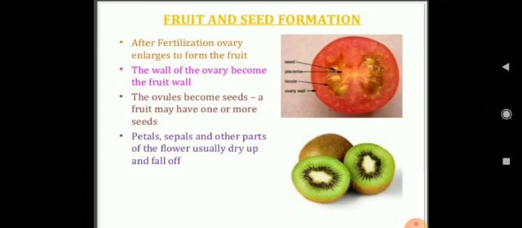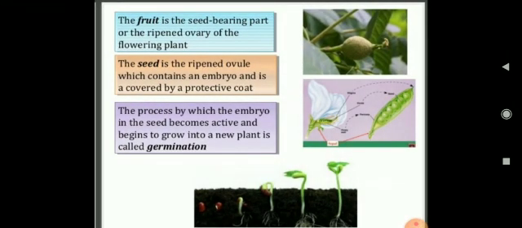a seed. The fruit is the seed-bearing part, or the ripened ovary, of the flowering plant, and the seed is the ripened ovule which contains an embryo and is covered by a protective coat. The process by which the embryo in the seed becomes active and begins to grow into a new plant is called germination. The fertilized egg divides several times to form an embryo within the ovule, and this ovule develops a tough coat around it, and that is called the seed.